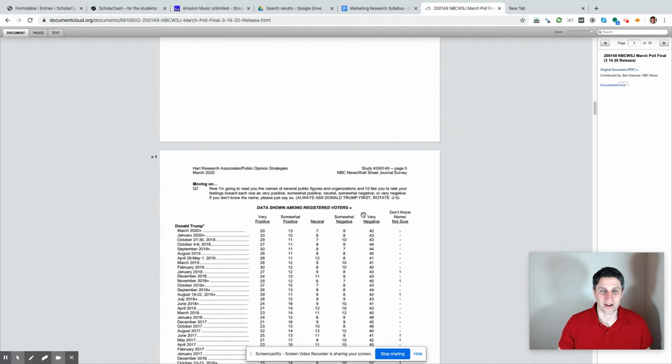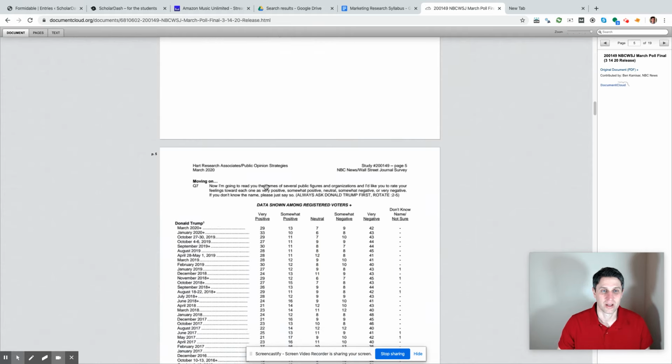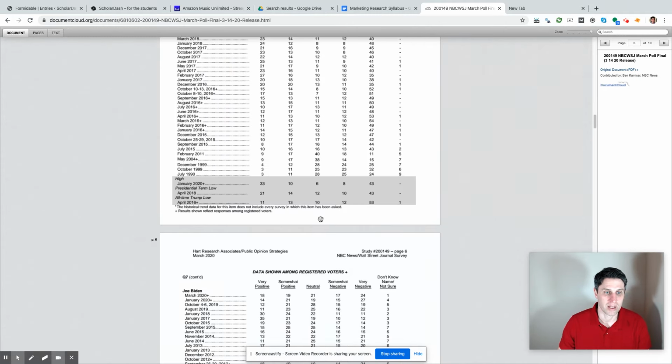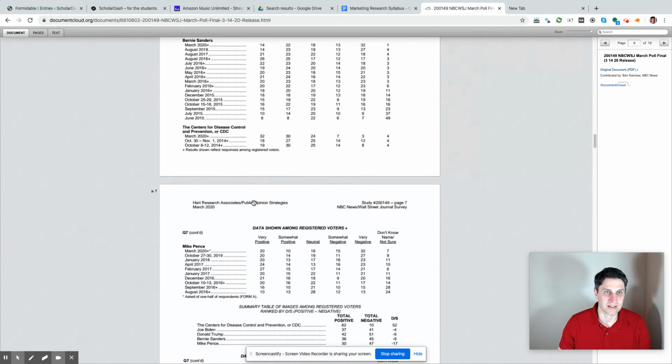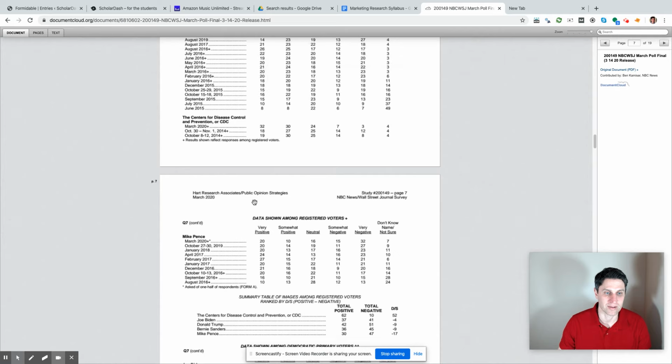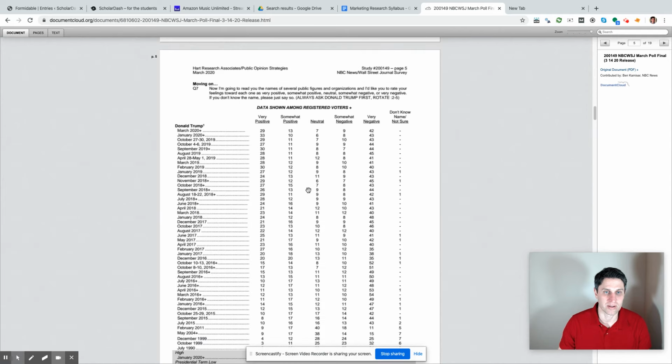So this is a nice scale, right? Now I'm going to read you the names of several public figures and organizations, and I'd like you to rate your feelings toward each one as very positive, somewhat positive, neutral, somewhat negative, or very negative. If you don't know the name, please just say so. Always ask Donald Trump first, it says, and then rotate 2 through 5. So they asked Donald Trump, and then they have Joe Biden, Bernie Sanders, CDC, and Mike Pence. Okay, so they go through all those names and ask the same thing.